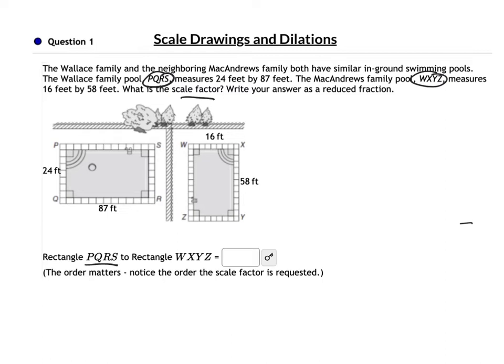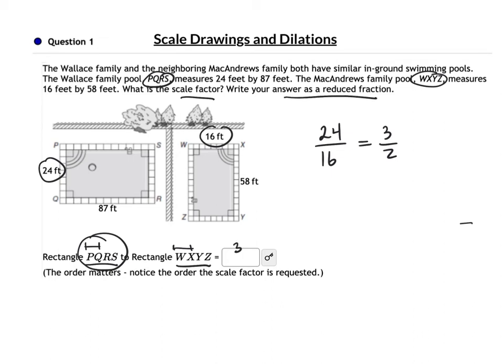Now they ask for it PQRS to WXYZ. We need 2 things that correspond. It can be any 2. WX, that's the first 2 here, corresponds with PQ. That's the first 2 there. So PQ and WX. Now, they asked for the PQRS first. So we need to put that one first. Our scale factor then is 24 over 16. We'll divide both those by 8, and we get 3 to 2. Note that they ask for the answer as a reduced fraction, 3 to 2.